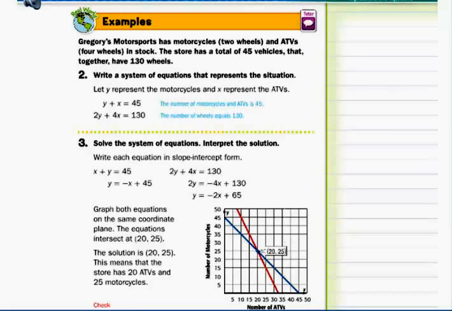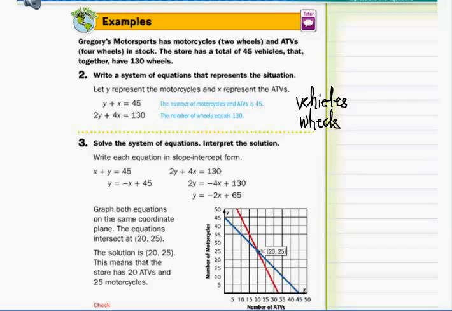So you can come up with one equation on the number of vehicles, and one on the number of wheels. So let's look at the vehicles. It says that there's a total of 45 vehicles. So I'm going to say, you don't have to use X and Y. You can use M plus, let's see, ATV, so M plus A. We know that there are 45 vehicles. So motorcycles plus ATVs equal 45. That you can get from the equation.